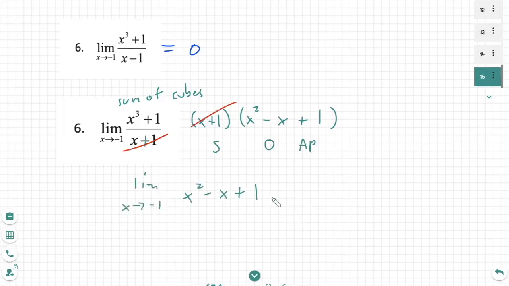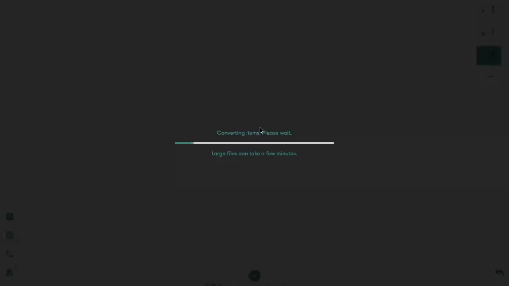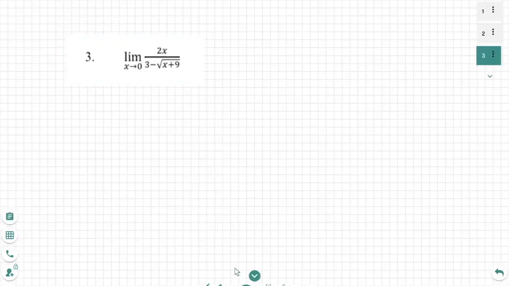1 plus 1 plus 1 is 3. Good. Okay, that should be it. This one is also a whole cage. You just get 0.